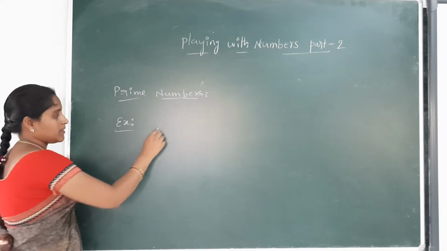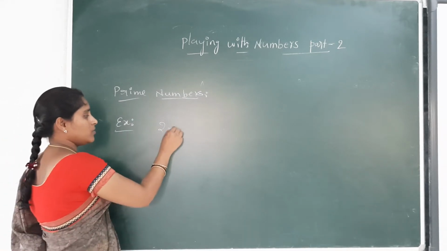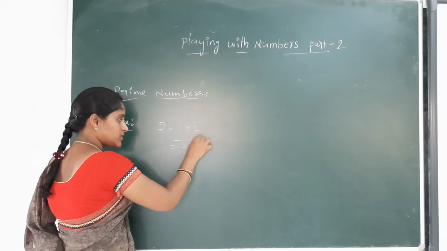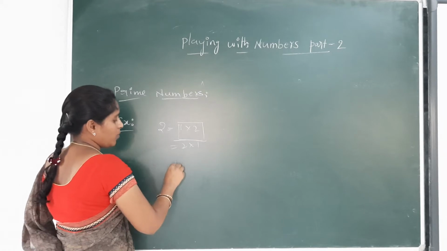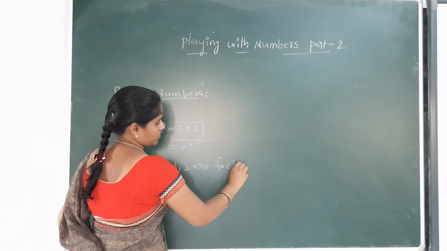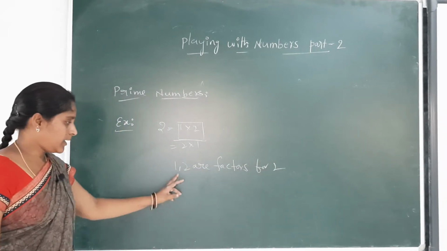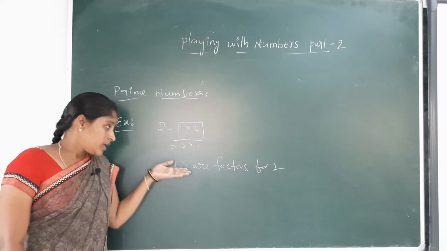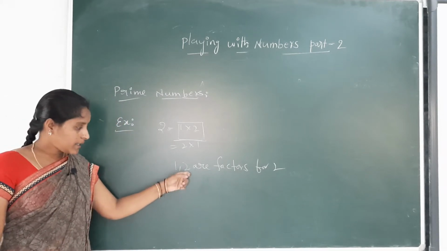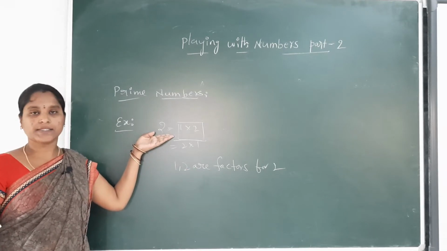For example, 2. What are the factors of 2? 1 twos are 2, 2 ones are 2, both are the same. So, 1 and 2 are factors of 2. If the given number has only 2 factors, that is, 1 and itself, then the number is a prime number.